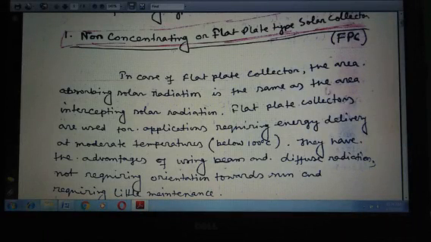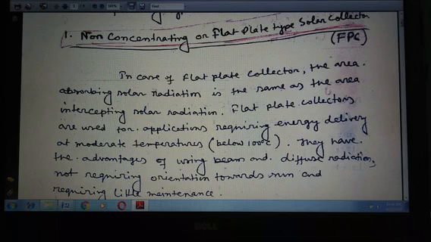Today I am discussing the different types of solar collectors. Solar collectors are broadly classified into the following types. One is the non-concentrating type or flat plate type solar collector, and another is the concentrating type or focusing type solar collector. Now I am discussing the non-concentrating type or flat plate type solar collector.